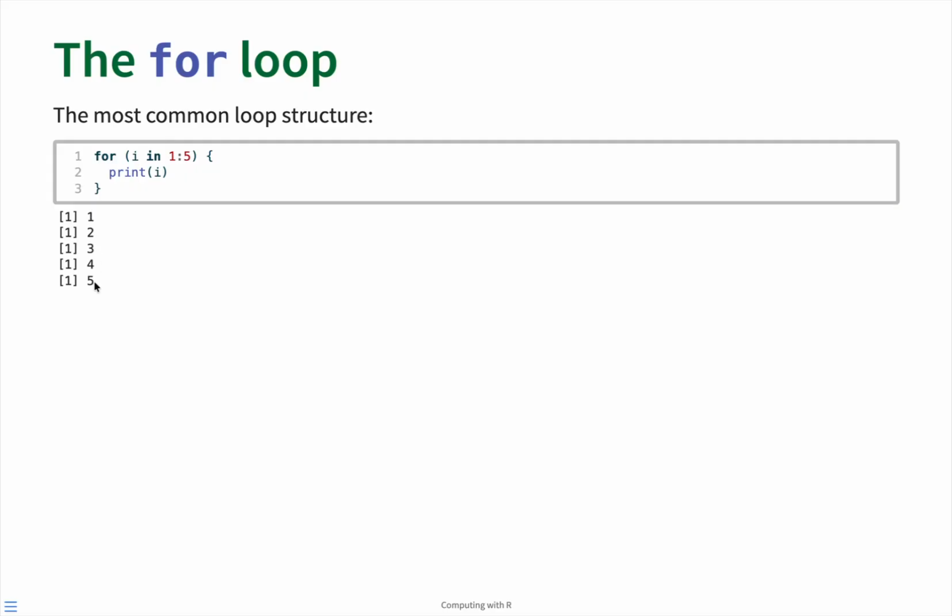And we can see, sure enough, when we run that code, in the first iteration of the loop, it prints out i, which is 1. In the second iteration, it prints out i, which is now 2, and so forth, all the way up to the 5th loop where i is now 5, it gets printed out, and then the loop ends.